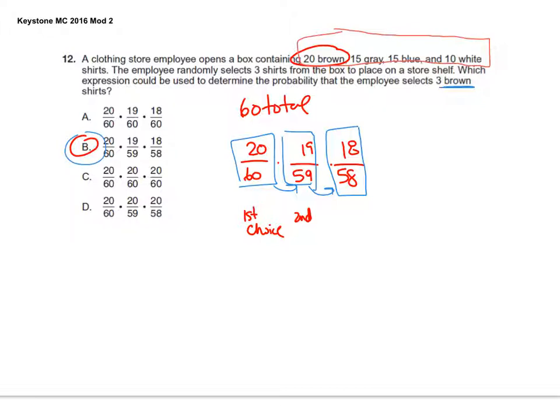Option A is showing me basically 60 shirts, 60 shirts, 60 shirts, which doesn't happen. As I take a shirt out, I go down a shirt. C is basically, again, the same thing. And then D is assuming that I still have 20 brown shirts every single time, and I'm not picking a brown shirt those times. So B is our best answer.